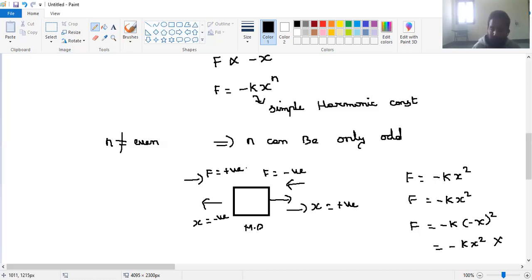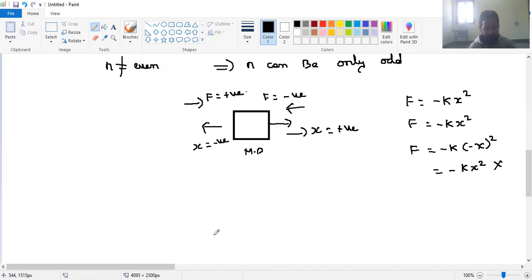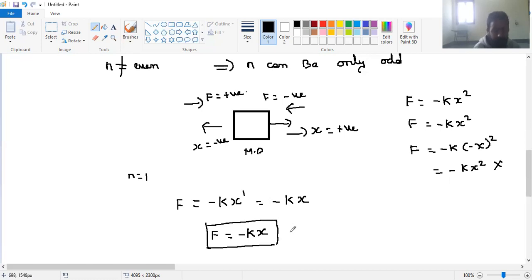So now in this case, I am talking about a very simple motion, not complex motion. Simple means when I'm taking n equal to 1. If n is equal to 1, then I will get F dash is equal to minus of kx power 1, which is nothing but minus of kx. So F is equal to minus kx is the basic equation of SHM.